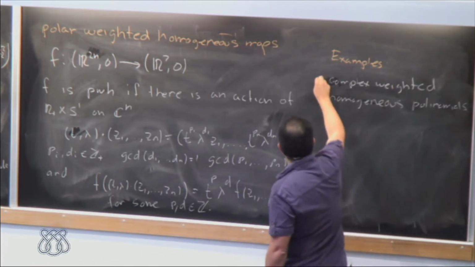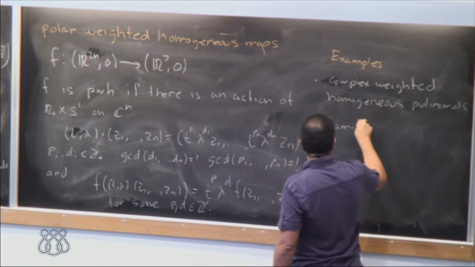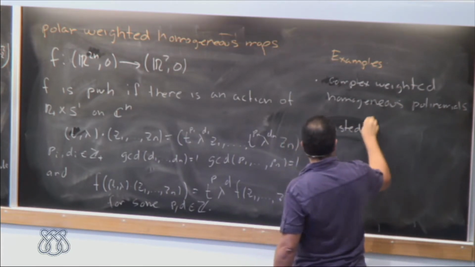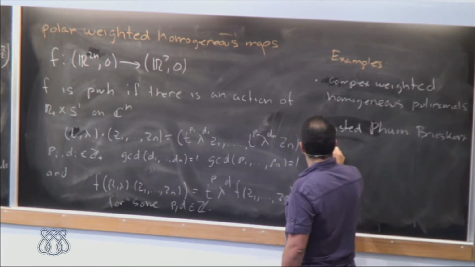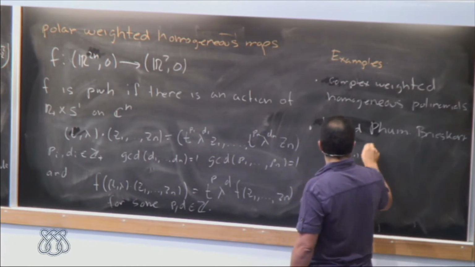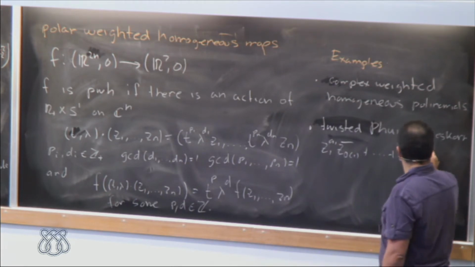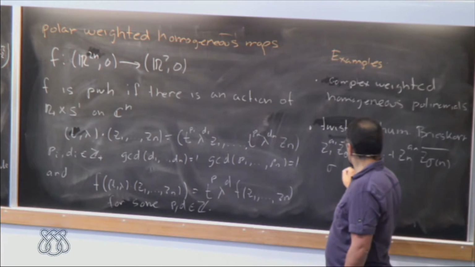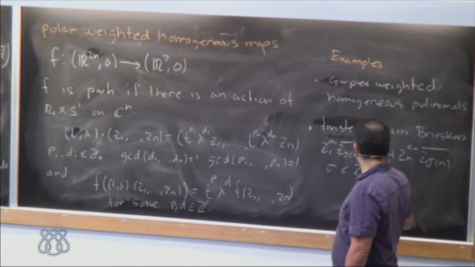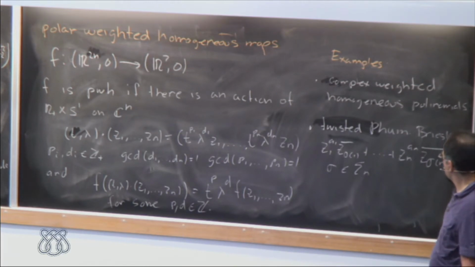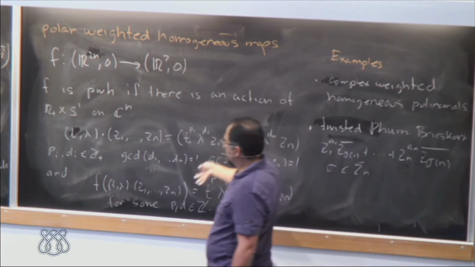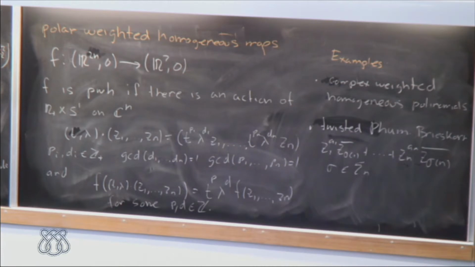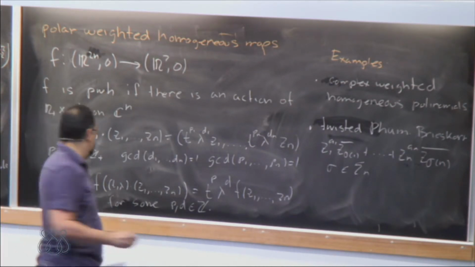More examples. Pepe mentioned this one, twisted Fermat-Brieskorn, of the form z1^a1 times conj(z_sigma(1)) plus ... plus zn^an times conj(z_sigma(n)). Sigma is a permutation in the symmetric group of n letters. These were considered by Ruas, Seade, and Verjovsky. And in fact, these have an isolated critical point. And of course, the Milnor fibration is with this projection. So they are regular, and the regularity is given by the action of R plus.